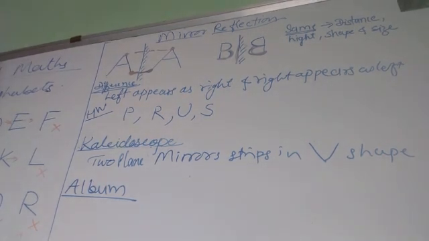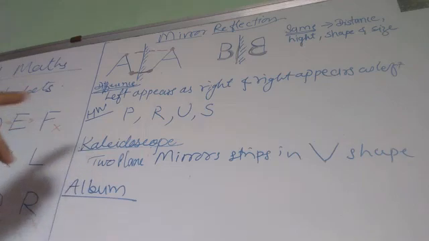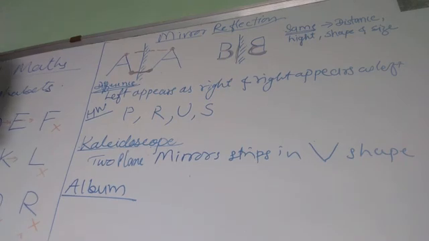Then you have to make the album. For making the album, whatever the materials we are going to make in this chapter, that we are going to collect here. Album is just the collection of maybe photos, decorative pieces, or any other item.